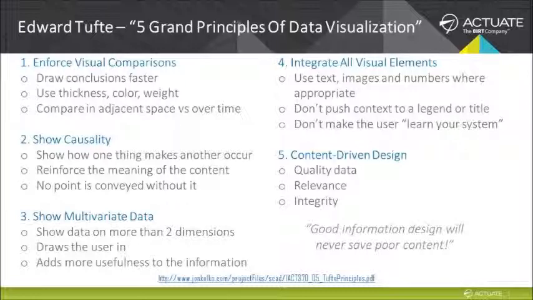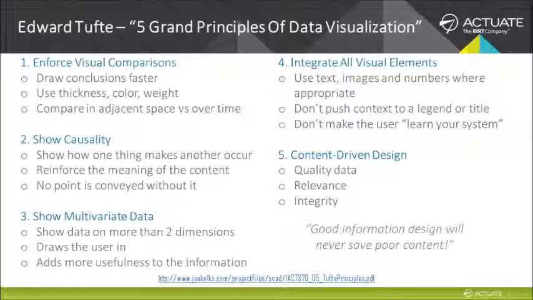So number four, we want to integrate all visual elements. You want to include images, text, and numbers where visually appropriate, instead of pushing all contextual information to the legend. This means creative use of iconography and labels on your visualization, sparingly, however. You don't want to overdo it. Another great quote that Edward says is, don't make the user learn your system. Very much related to the last quote that I mentioned.